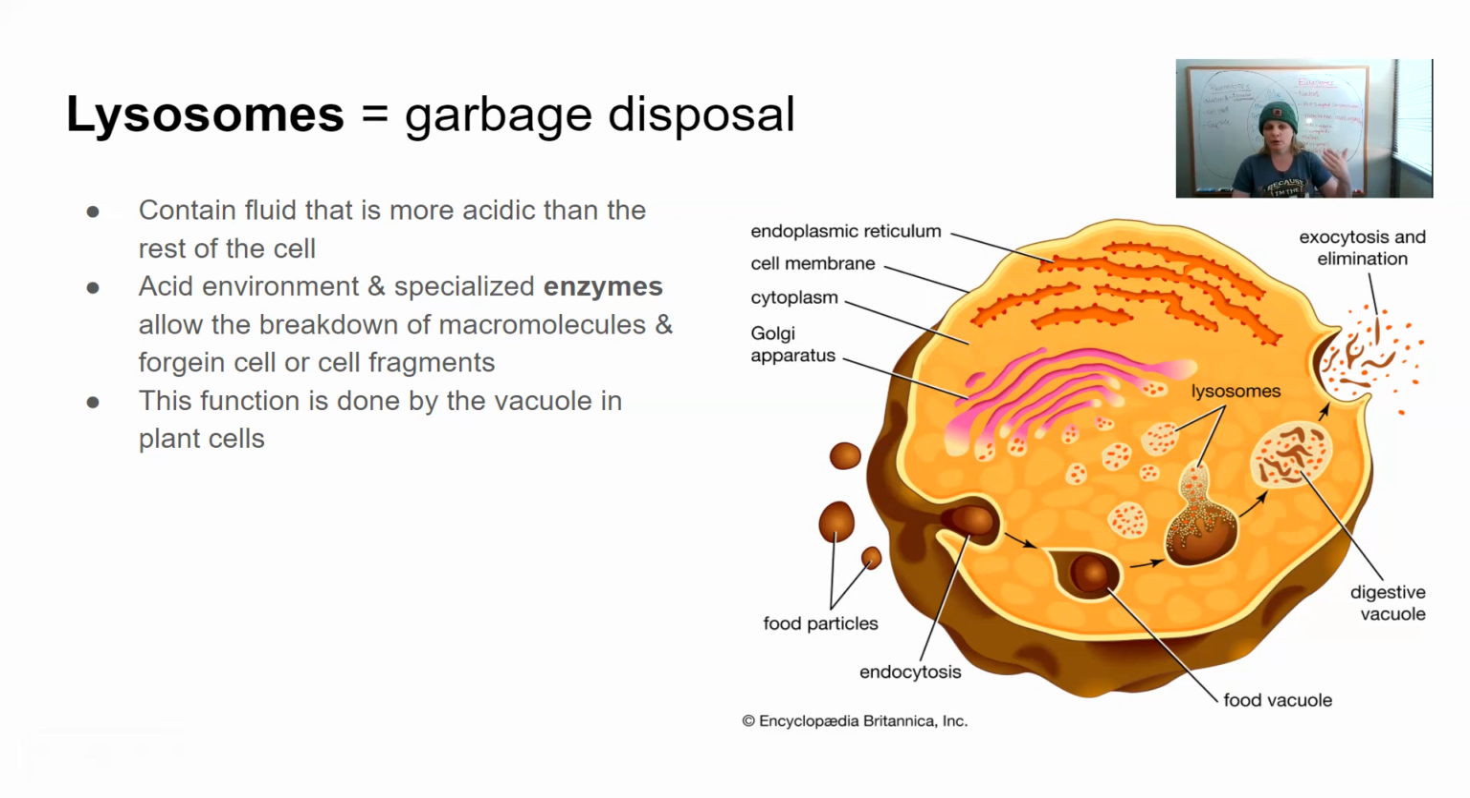And again, lysosomes are only found in animal cells. The large central vacuole in plant cells does a similar function, and so they don't need these lysosomes. Okay.